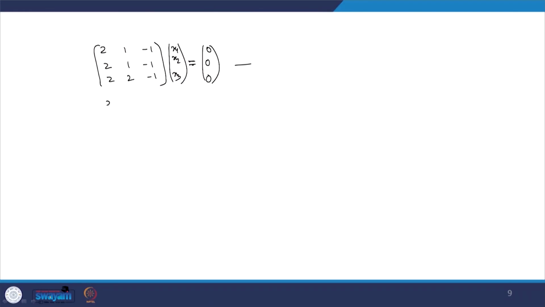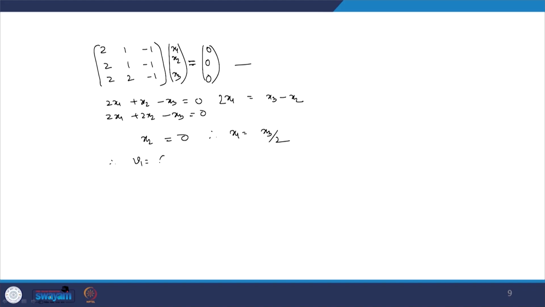This means that I have to solve 2 x1 plus x2 minus x3 equal to 0, and the other one is 2 x1 plus 2 x2 minus x3 equal to 0. If I subtract these two equations, I get x2 equal to 0. So, 2 x1 equal to x3, that is, x1 equal to x3 by 2. Put x3 equal to 1, and I will have v1 equal to 1 by 2, 0 and 1 transpose as a solution of A minus I alpha equal to 0.